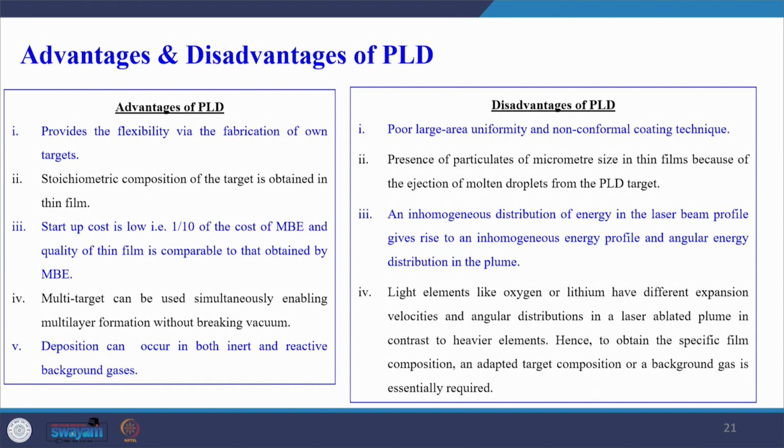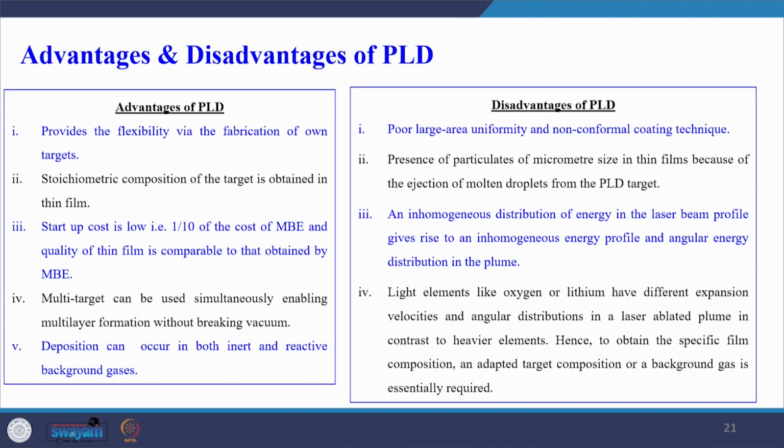Another thing is the cost. If you want to use normal MBE, the cost will be almost 10 times that of laser MBE. So compared to other techniques, the cost is low. Another advantage is that any kind of material, whether insulator, semiconductor, conductor, or metal, can be deposited with this, while with sputtering and other techniques like thermal evaporation, if the evaporating temperature is very high, it may not be possible to deposit many oxide materials.